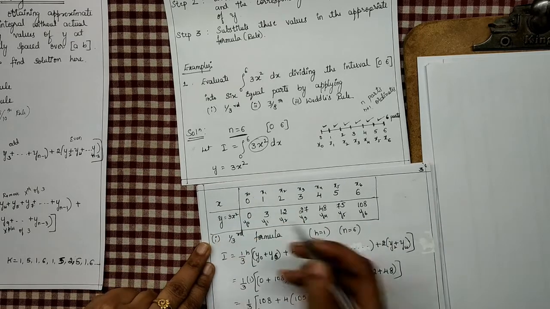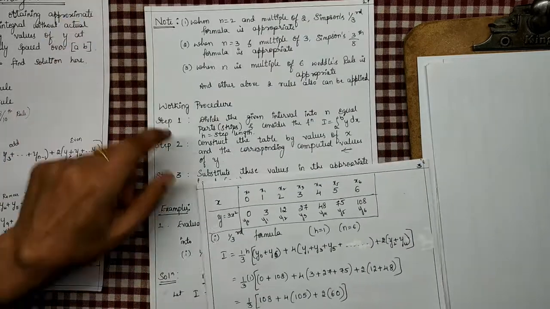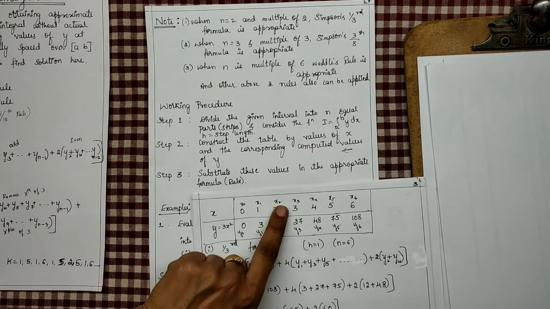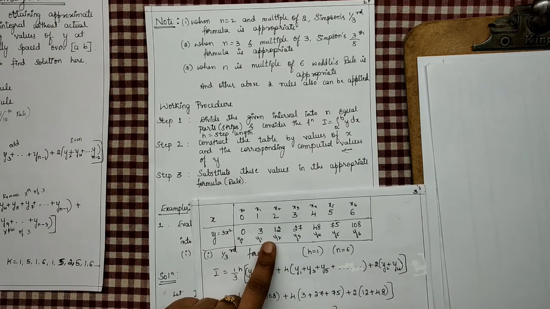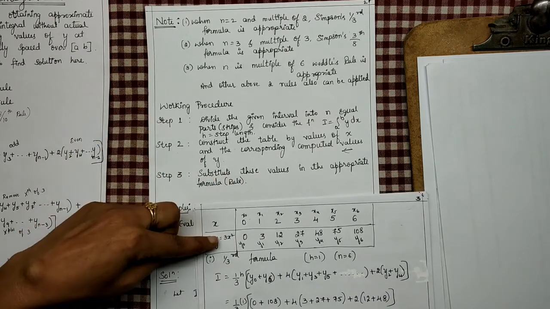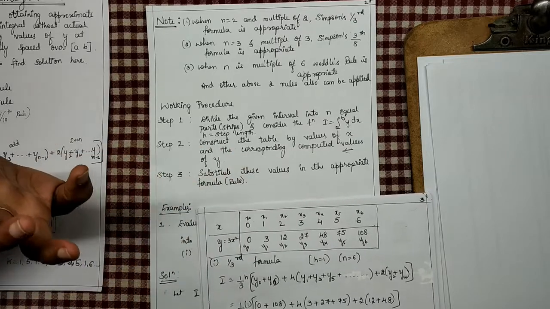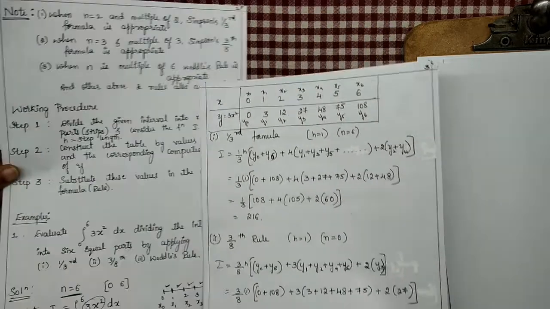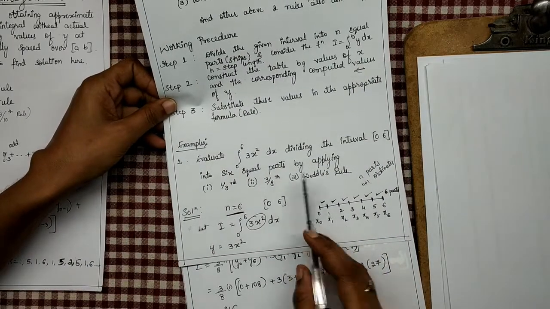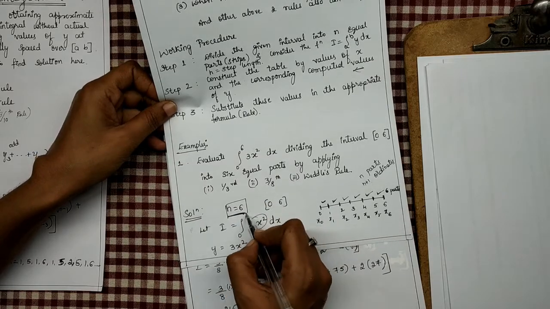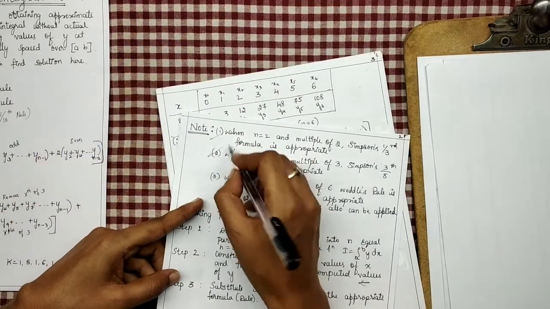This we have constructed. Now after constructing this table, what we have to do? Construction of the table by using the values of x and corresponding computed values of y, that we have done. It is optional. Directly also you can do. Okay. Now substitute all these values in the appropriate formula. So which is the appropriate formula for the given n? Which is the given n for this problem? n is equal to 6. For this n, which is the appropriate formula? All these formulas are appropriate, right?